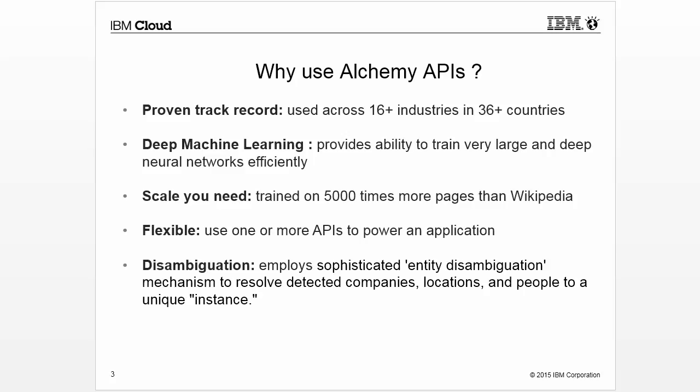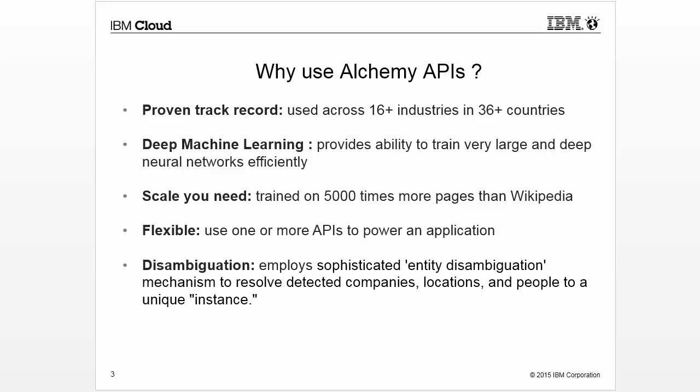Alchemy API provides the ability to train very large and deep neural networks efficiently. These API calls crack the code on unstructured data by uncovering the structure that exists. Alchemy API provides advanced disambiguation features to resolve detected companies, locations, and people to a unique instance.